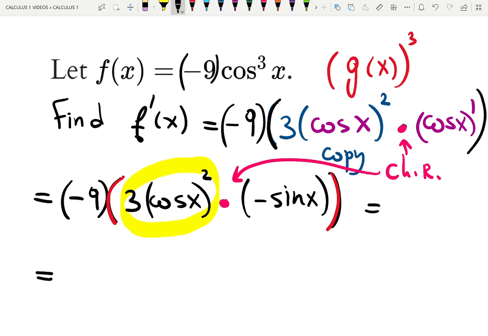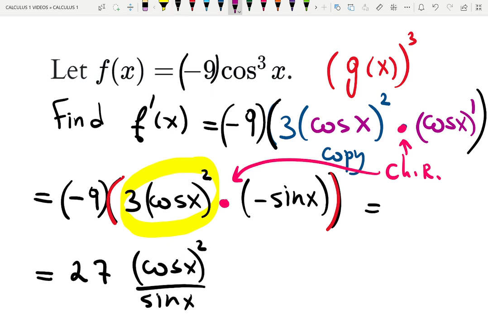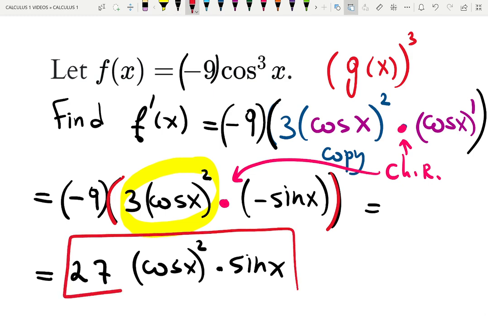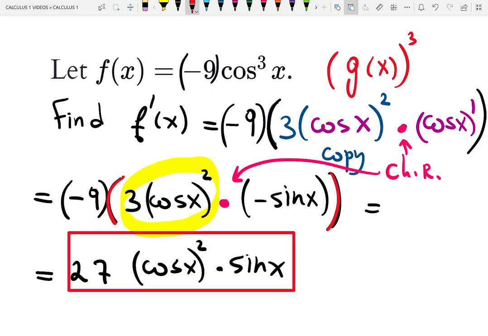9 times 3 is 27. Negative and negative gives you positive. And you have cosine x, parentheses, squared, times sine x. Put this in the box. Box your answers. It actually helps in the future to find the answer in your notes. And that is the final answer.